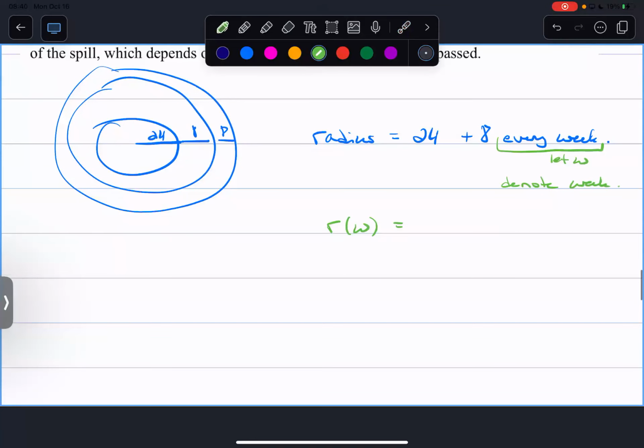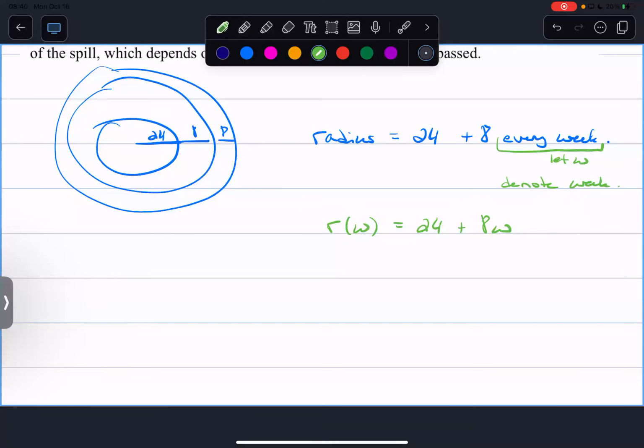And so that's how that function notation works. So the radius as a function of the week is 24 plus 8 times W. That looks familiar. We know what that is. That's just a linear function, right? We know how lines behave. We're pretty comfortable with lines at this point, right? Linear functions. And so now what?